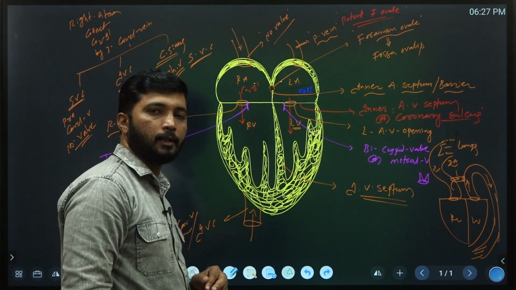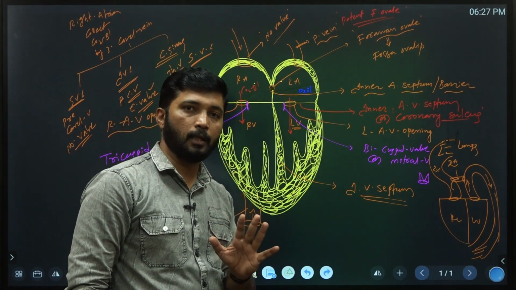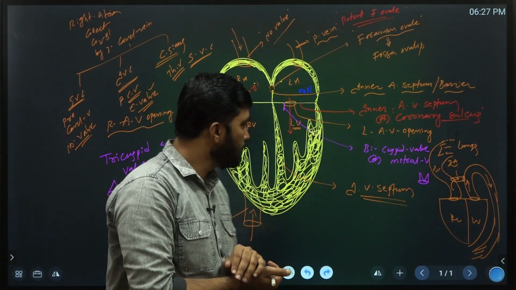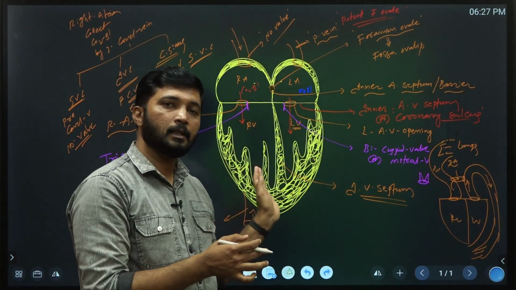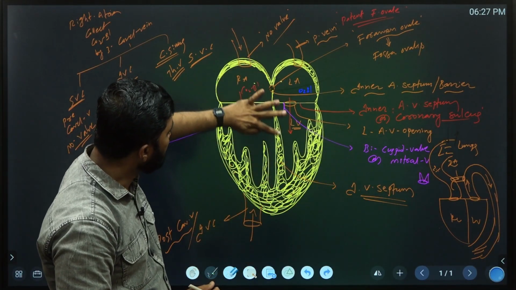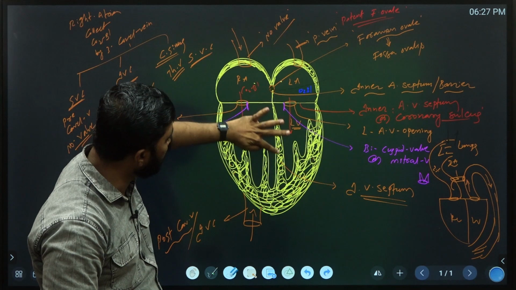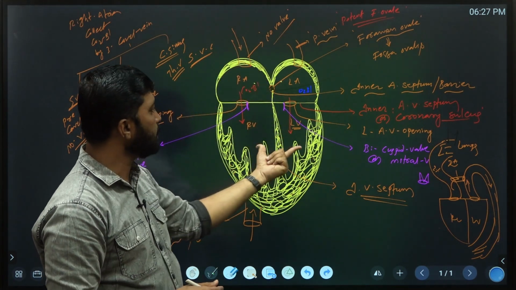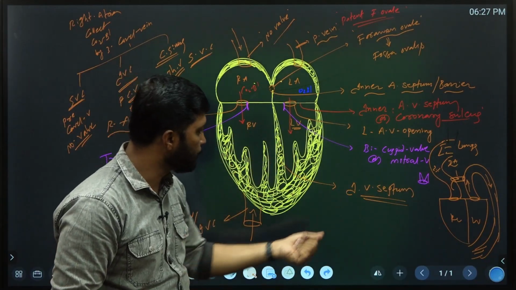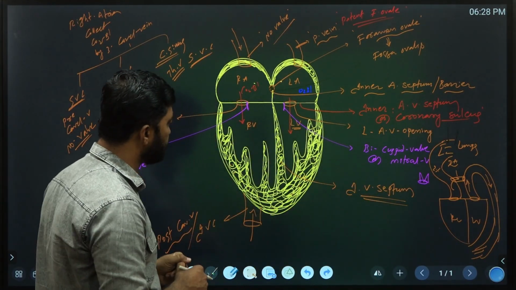In reptiles except crocodile, the interventricular septum is incomplete, so that's why it is considered a three-chambered heart. Whereas in crocodile, aves and mammals, the interventricular septum is completely developed and divides the ventricle into two separate chambers, right and left. That is the interventricular septum.